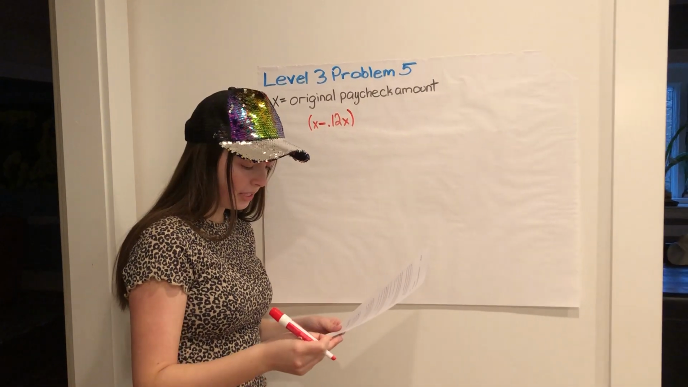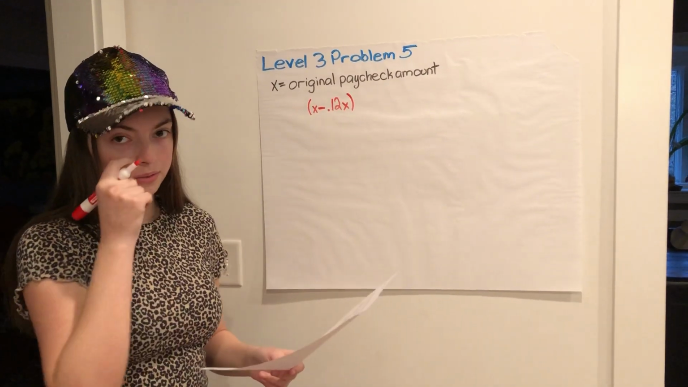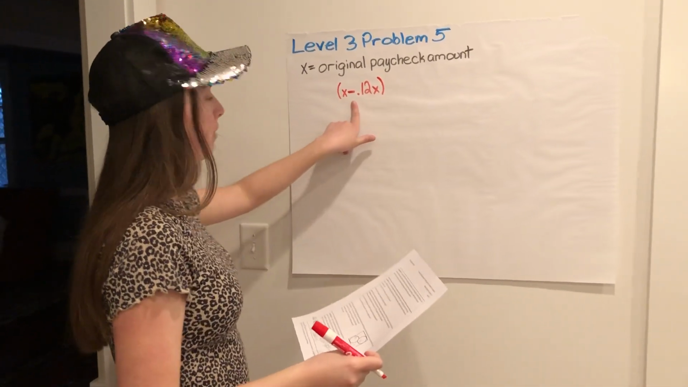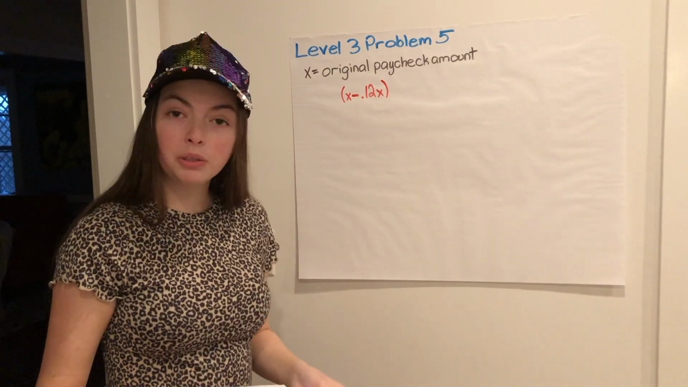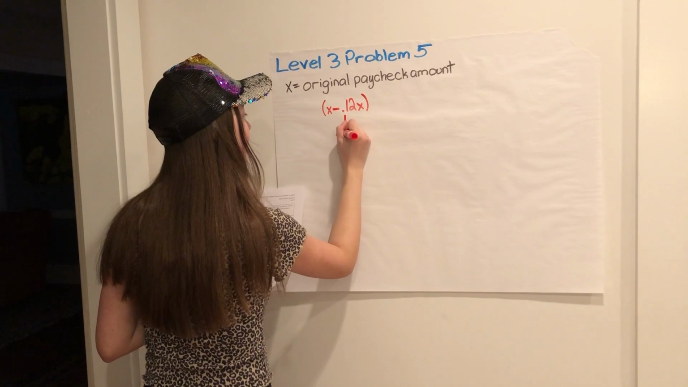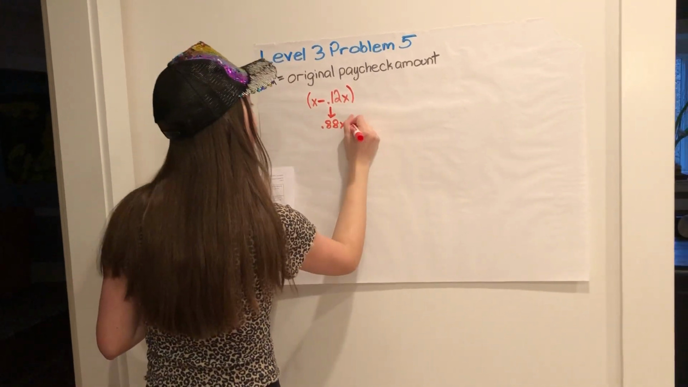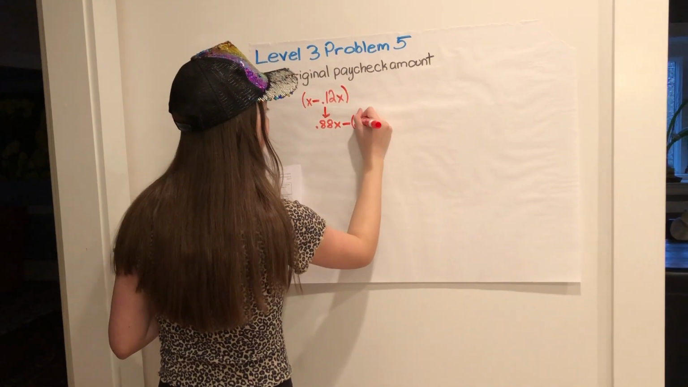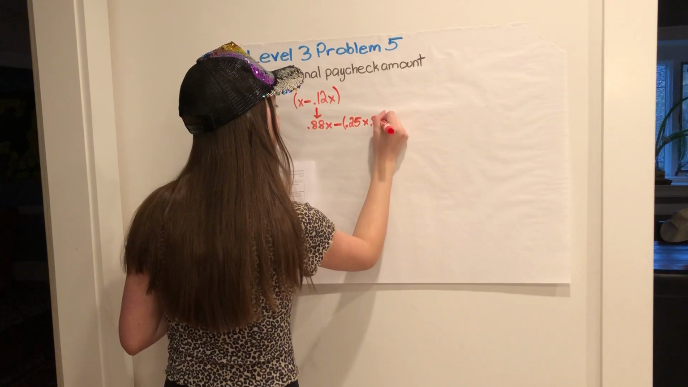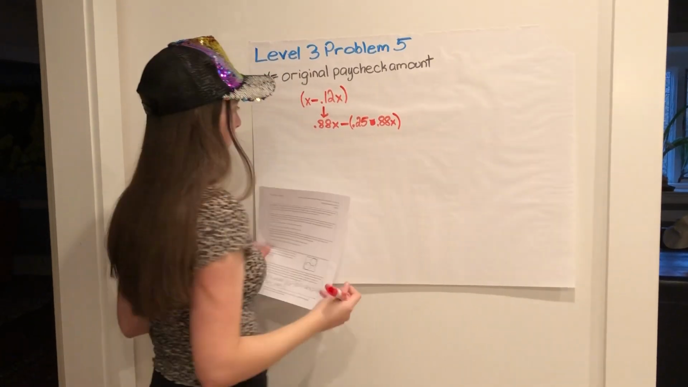Alright, so next, with the remainder, he spent 25% of his remainder on clothes. So what we want to do is we know that he spent 25% of this. So how much would he have left? Well, this is 0.88x. And so we want to subtract 0.25 times 0.88x. And I know the x and the times look similar, so let's do a dot.